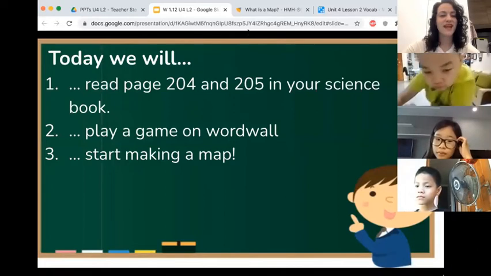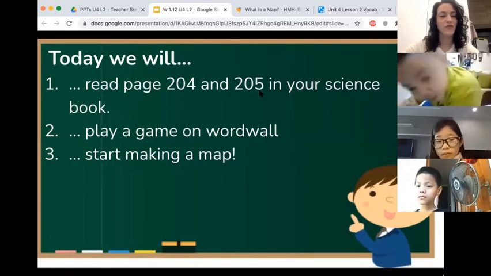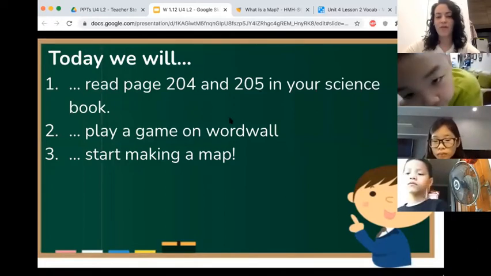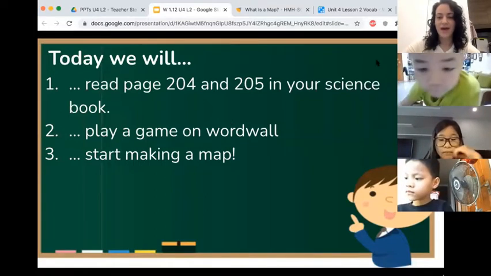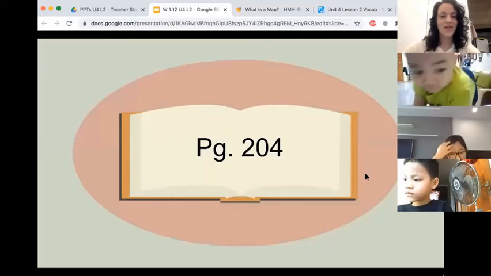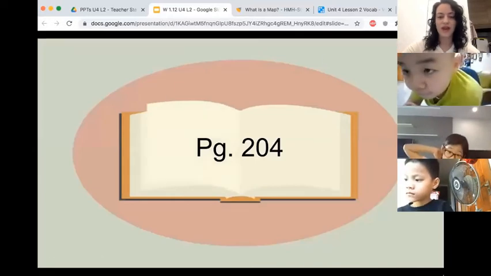This is what we're going to do today. Very simple. Page 204 and 205. Play a game on word wall. Start making a map. Should be a pretty fun class. So let's go ahead and jump right in with page 204.